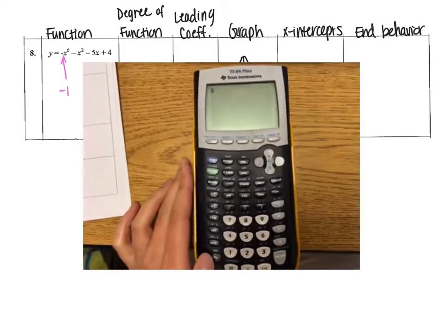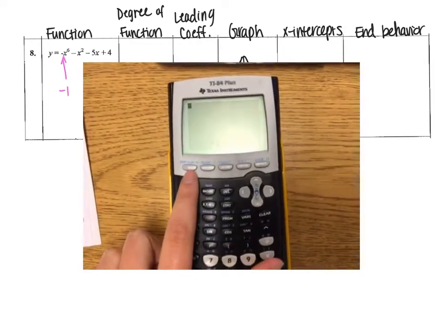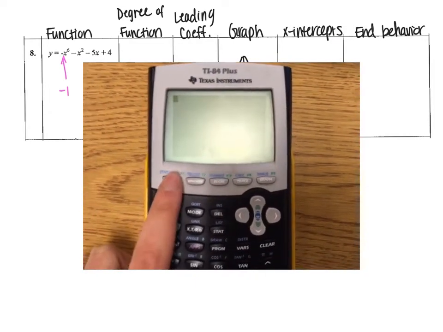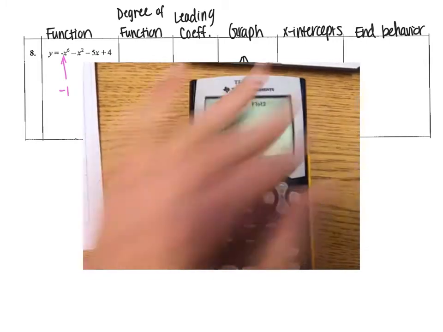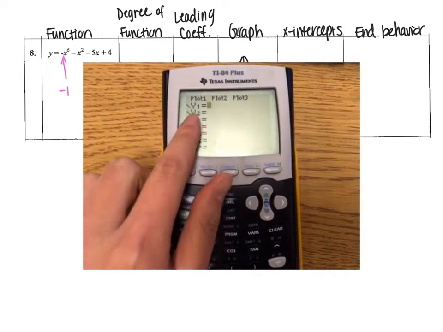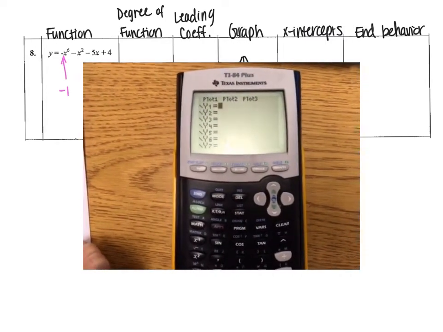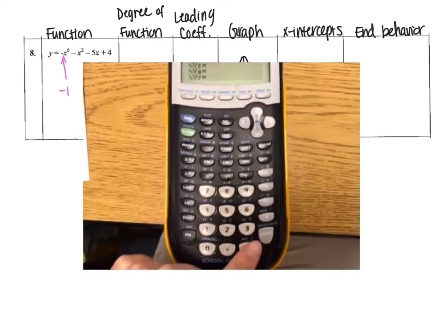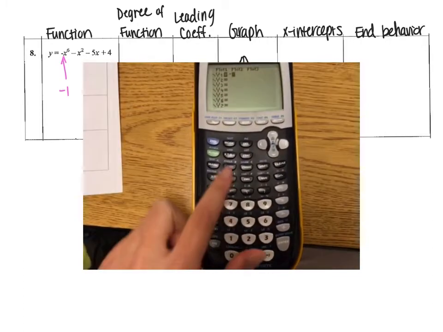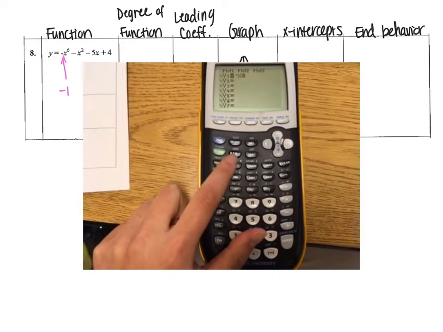So make sure that it's turned on, and then you're going to hit this y equals button. It's on the far left corner, so I'm going to press that, and this takes you to the graphing section. So you can see you have y equals, and I'm going to type in my function. So this is number 8. So I need a negative. So here's my negative button. Negative x. X is next to the green button.